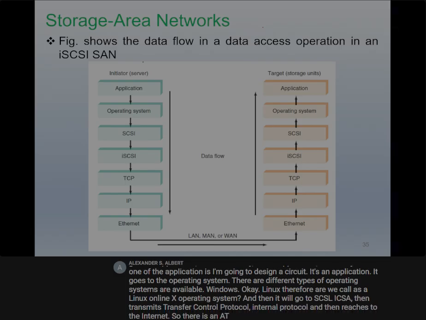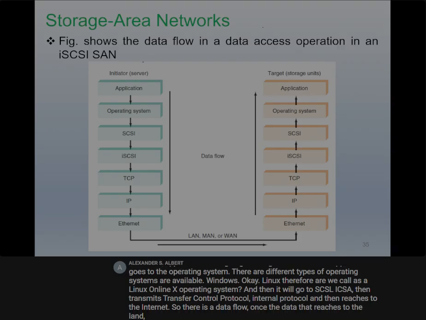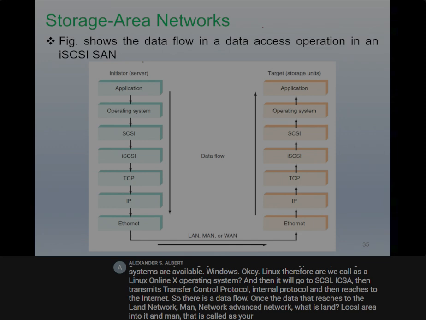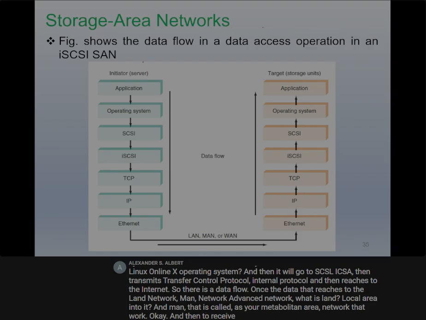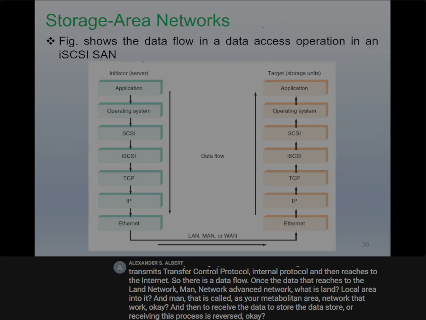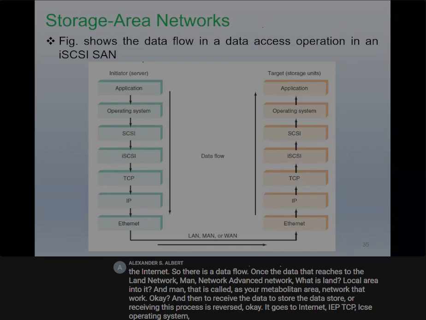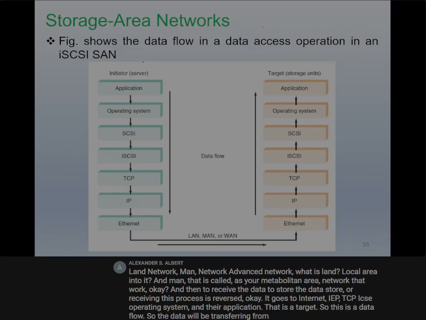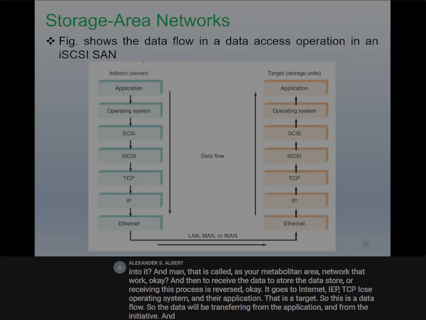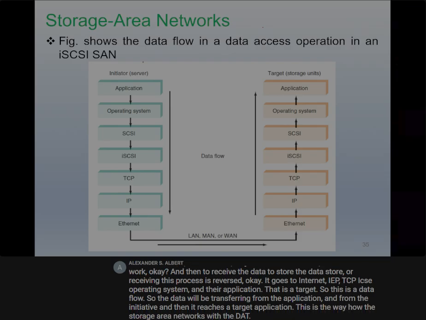So there is a data flow. Once the data reaches the LAN network, MAN network, and WAN network. What is LAN? Local area network. And MAN is called metropolitan area network. WAN, wide area network. Then, to receive the data or to store the data, this process is reversed. It goes to the Internet, IP, TCP, iSCSI, SCSI, operating system, and then application. That is a target. So the data will be transferred from the application and from the initiator, and then it reaches the target application. This is the way the data flow takes place in storage area networks.